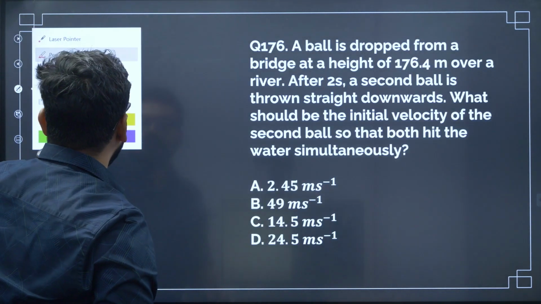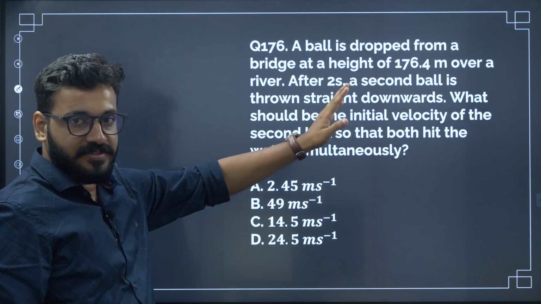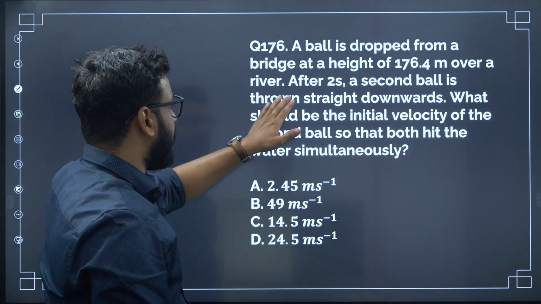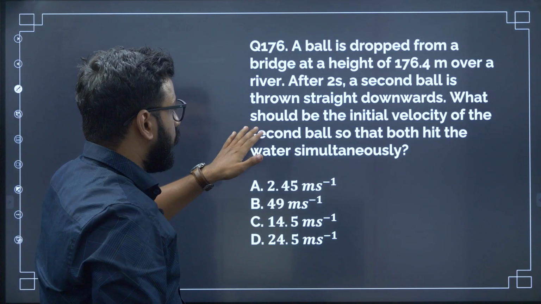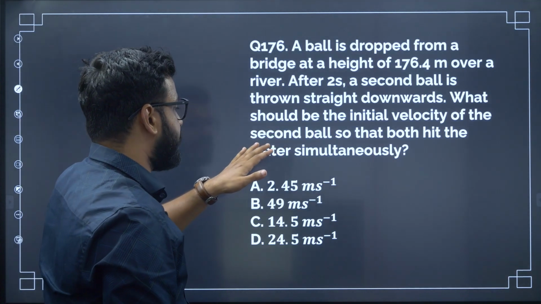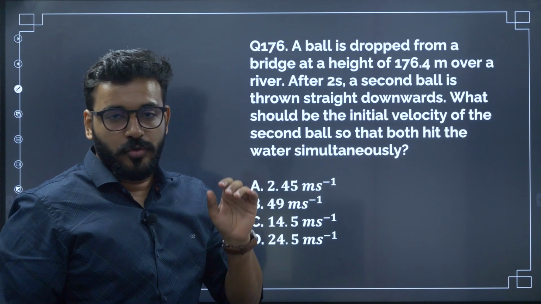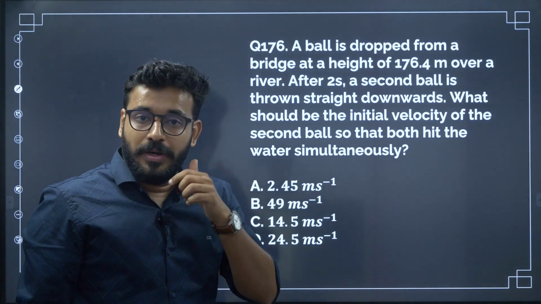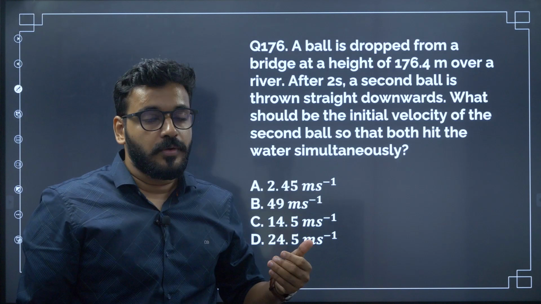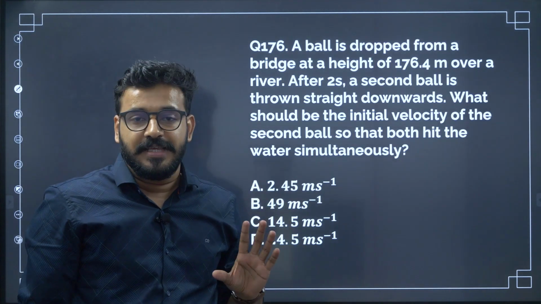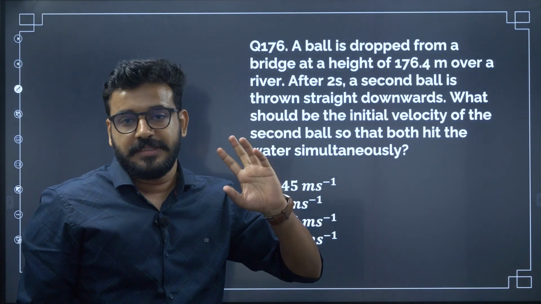Next question, let's see. A ball is dropped from a bridge at a height of 176.4 meters over the river. After 2 seconds, a second ball is thrown straight downwards. What should be the initial velocity of the second ball so that both hit the water simultaneously? Now two balls are dropped. One is dropped, free fall. The other one is thrown after 2 seconds. But both of them touch at the same time. So what is that velocity with which you should throw so that both of them touch at the same time?